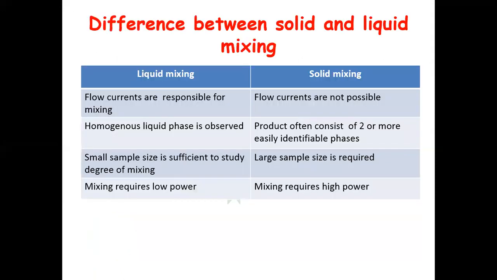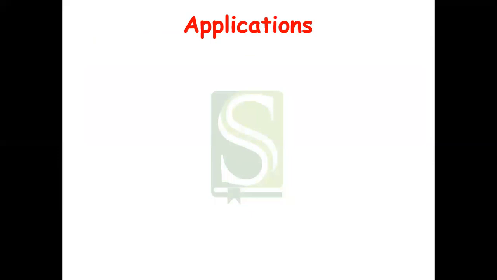The difference between solid and liquid mixing is that flow currents occur, which are responsible for mixing in liquid mixing, and in solid mixing there is no flow current. In liquid mixing, a homogeneous liquid phase is observed, whereas in case of solid mixing, the product often consists of two or more easily identifiable phases. In liquid mixing, a small sample size is sufficient to study the degree of mixing, whereas in case of solid mixing, a large sample size is required. In case of liquid mixing, mixing requires low power. In case of solid mixing, mixing requires high power. So that was the difference.